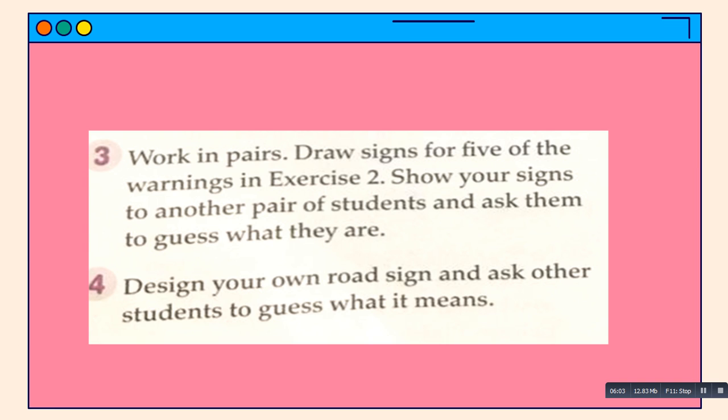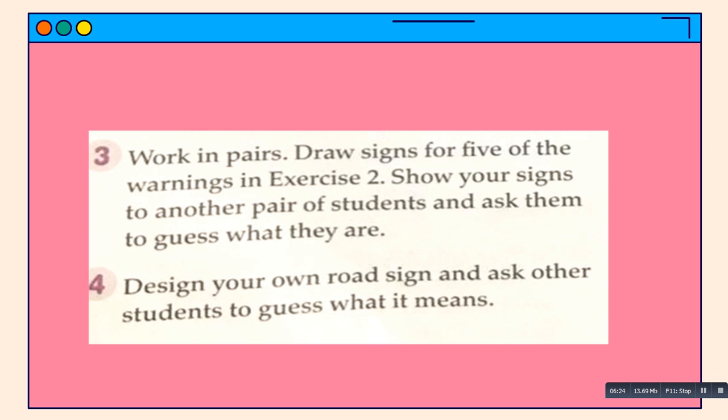Right. Now, I'm moving on to the third and the fourth questions on the same page, page number 44. Number 3. Work in pairs. Draw signs for 5 of the warnings in exercise 2. Show your signs to another pair of students and ask them to guess what they are.